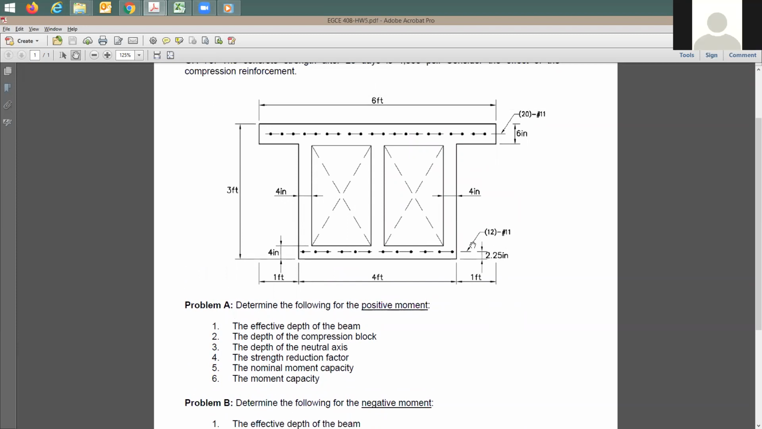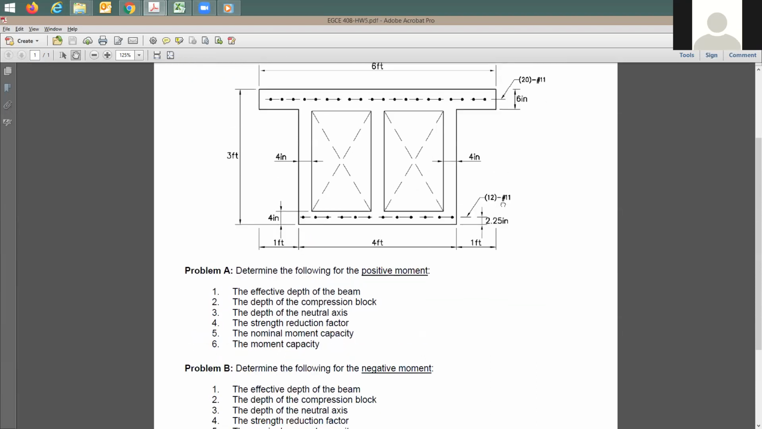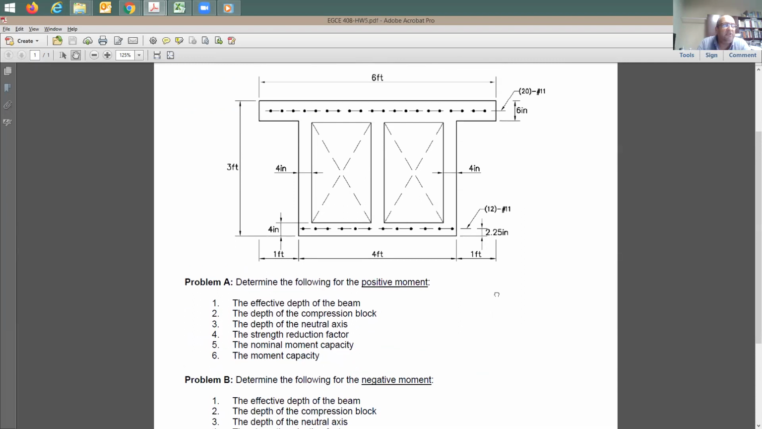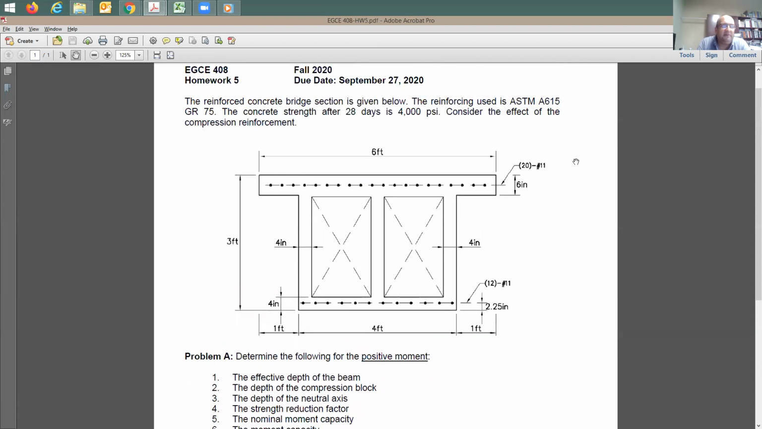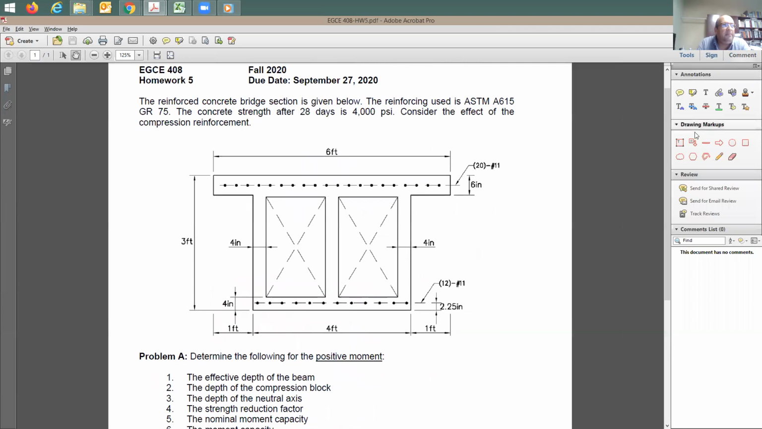How many rebars for the tension steel for the positive moment? 12, number 11? Yes. Okay. How about the compression reinforcing here? 20, number 11. Exactly. How about here when you have negative moment? How much is the tension reinforcing? 20, number 11. And the compression? 12, number 11. Good.